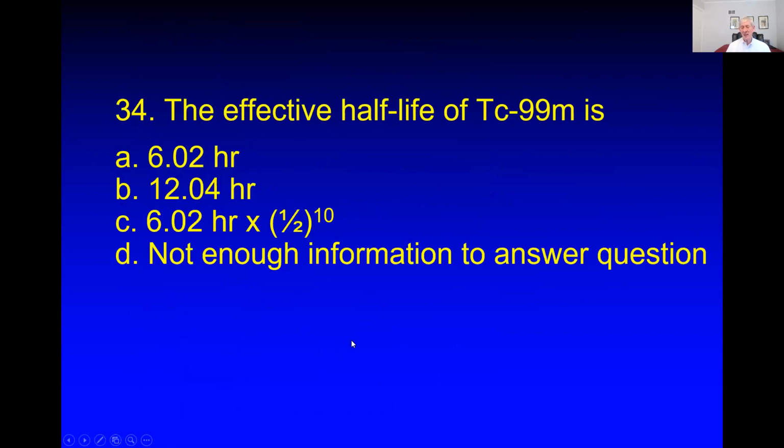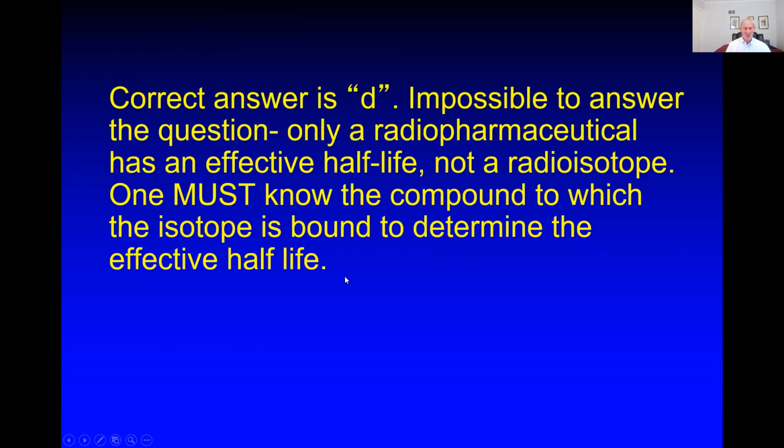The T effective of technetium 99m is D. That D like David? Yes, correct. An isotope does not have a T effective. It only has one half-life. That's T physical. A compound has a T effective. If this had said, what is the effective half-life of technetium MAA, then there's an answer to that. But the isotope only has a physical half-life. It doesn't have a T effective until you know what compound. Until you know what compound you're dealing with, you don't know what T biological is, so it's impossible to have a T effective.